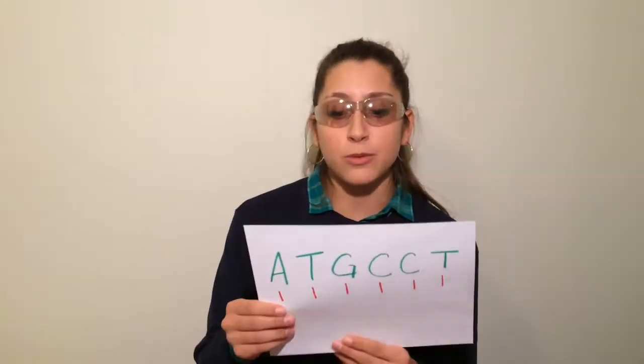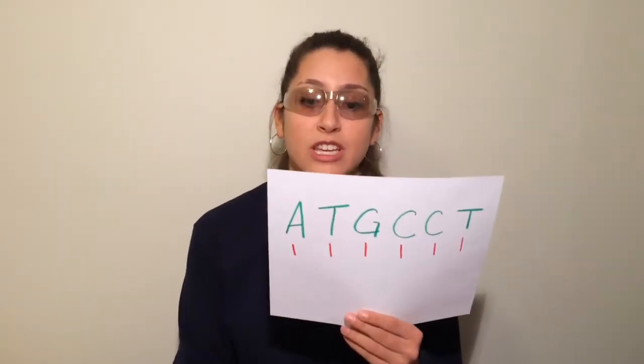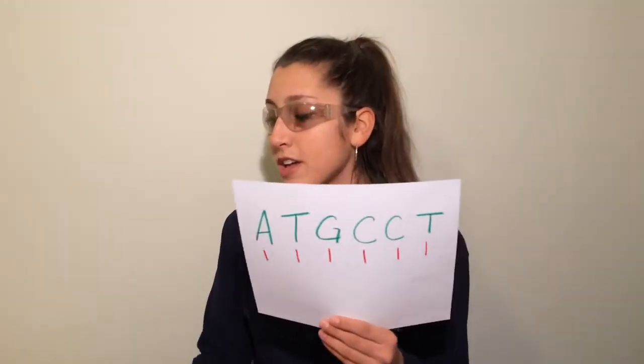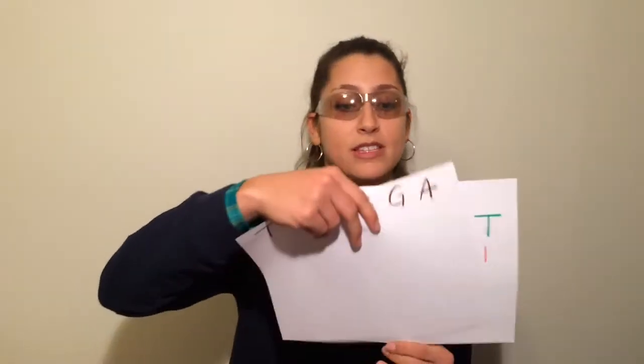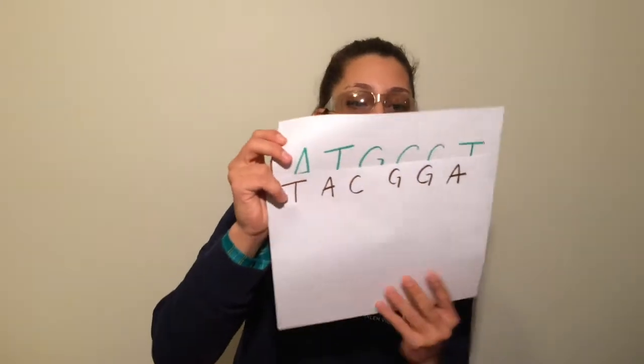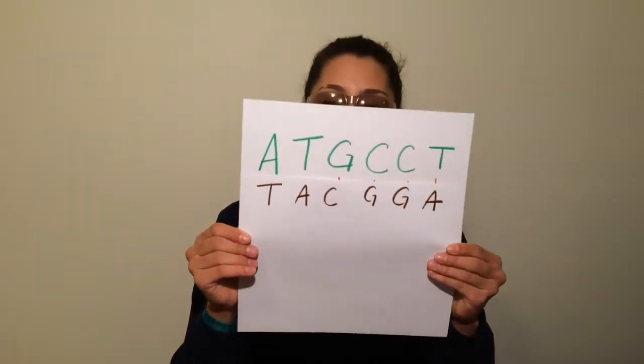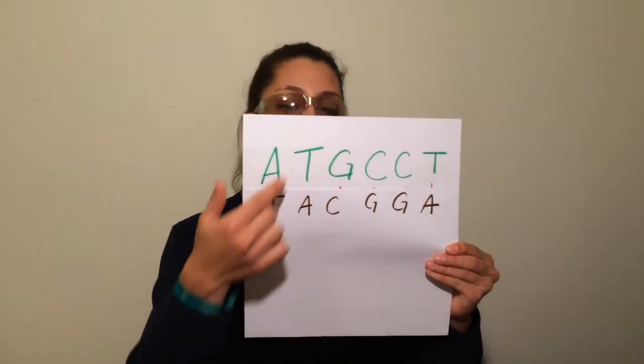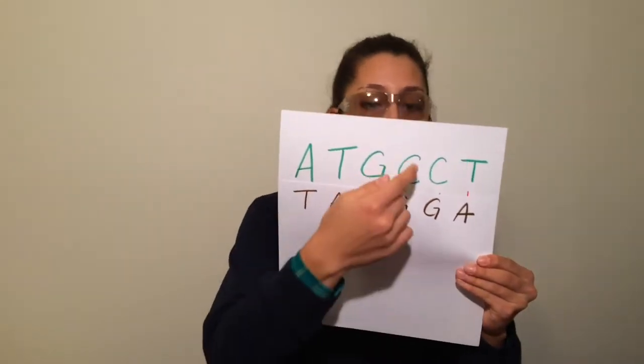So you're going to have to be able, if I give you the original strand of DNA, to match up the complementary strand with their base pairs. So it's going to match up nicely like that. The A to T, T to A, G to C, C to G, C to G, and T to A.